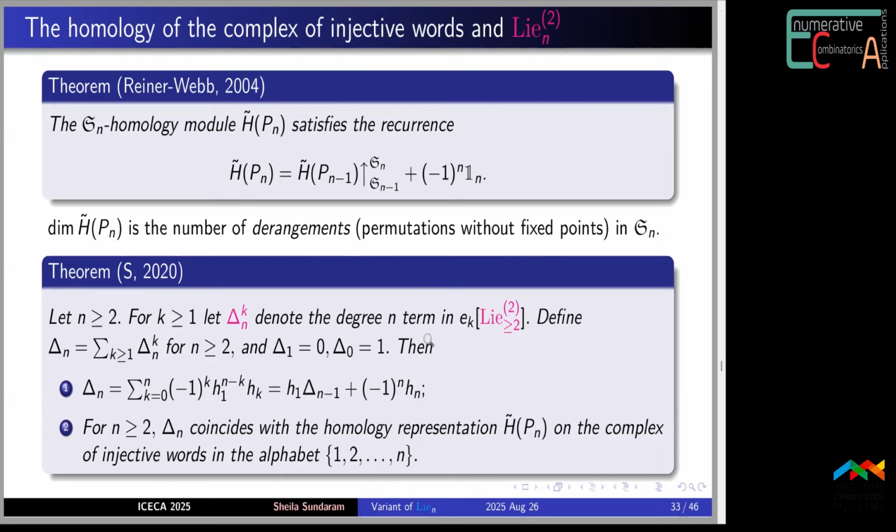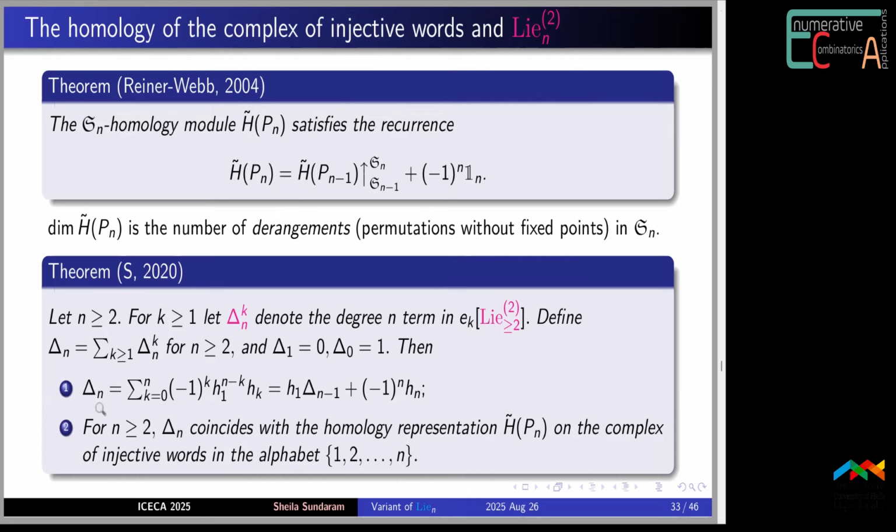So here is the theorem. Let delta_{n,k} be the degree n term in e_k plethysm with all the Lie superscript 2's, but starting in degree 2. So you can see derangements coming in there. When I unravel this plethysm, I'm not allowing any parts equal to 1 in my partition. Then I define delta_n to be the sum of all the delta_{n,k}'s. This is going to be a finite sum, by the way, because I'm taking the degree n term.